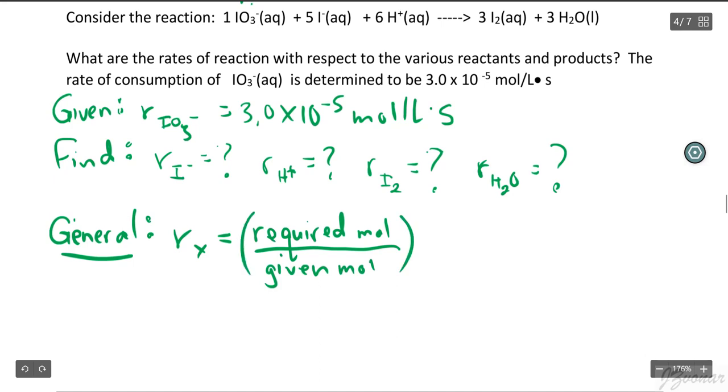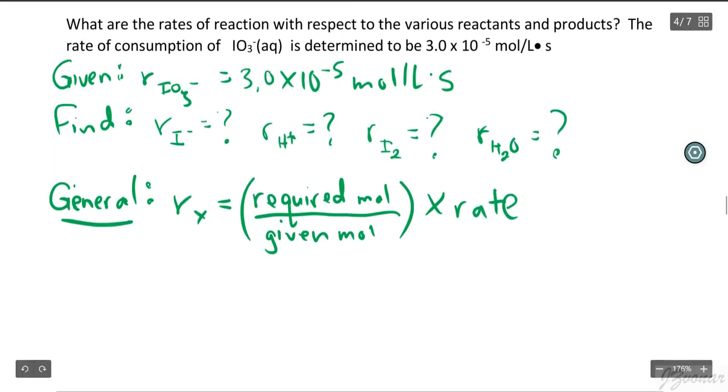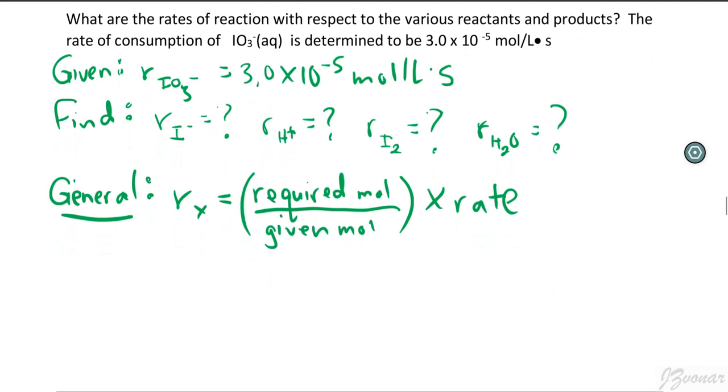Okay, this is sort of our converting factor, times the rate that is given. All right, and that's given in the question. So let's use this formula to solve for each of them. So let's take a look at the rate of reaction of the iodine ion, I negative 1.